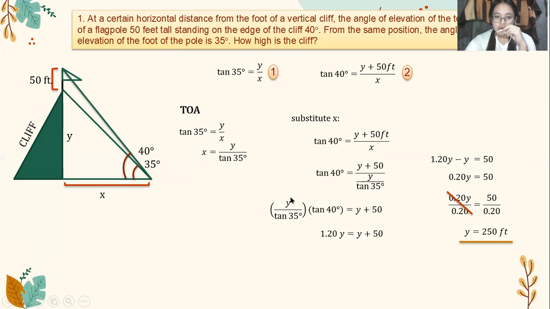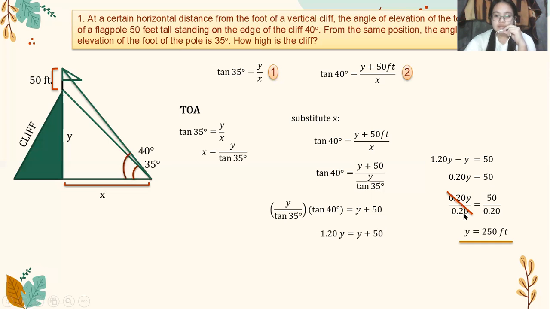Then we will be using the calculator to solve this, and we will be having 1.20y is equal to y plus 50. Then we have to transpose the y into the left side. So we have 1.20y minus y is equals to 50. Then 1.20y minus 1y, since the y has a 1, is equal to 0.20y is equal to 50.